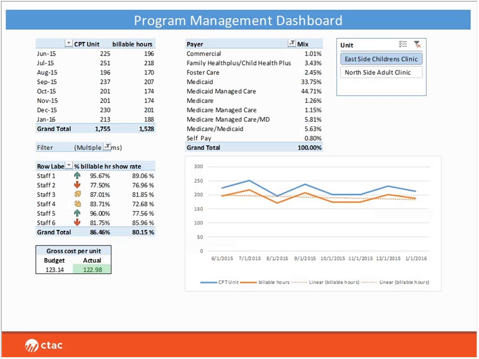So on the left-hand side, I can see what my units of service are for a month. I can see what my billables and show rates are at the clinic by staff. I'm watching gross cost per unit of service. I'm budgeted at 123, and I'm at 122, so I'm doing pretty good there. I've got my payer mix in there, so part of what we watch, at least for us, is what is my payer mix? What is the Medicaid participation rate? How are our commercial contracts affecting our bottom line? Is there a trend there?